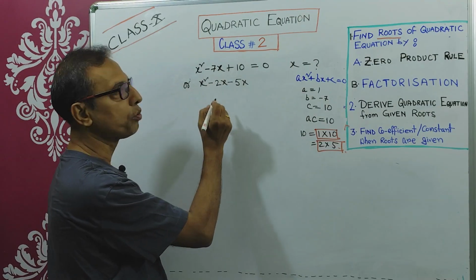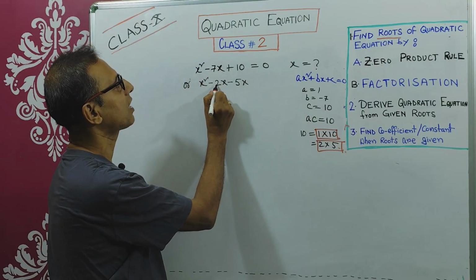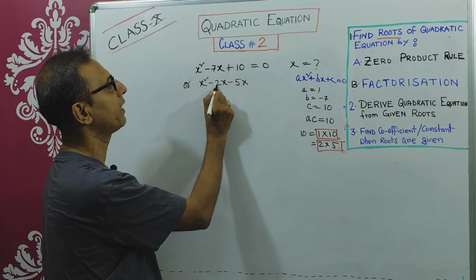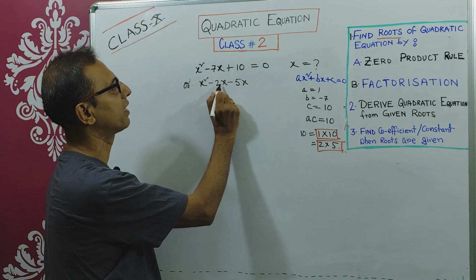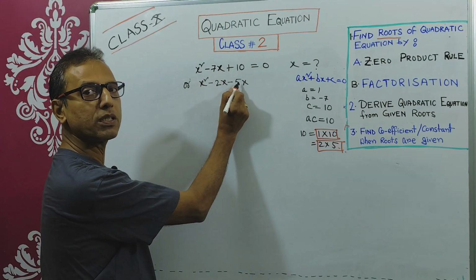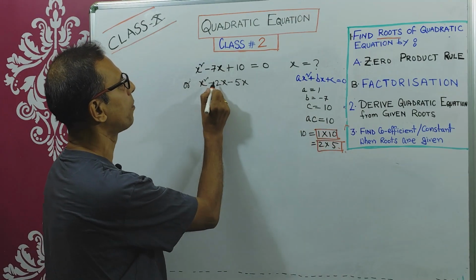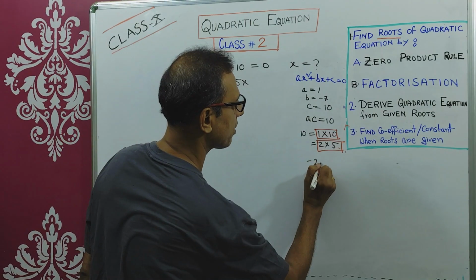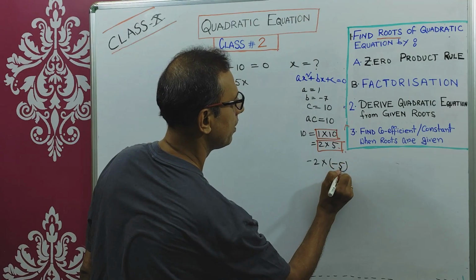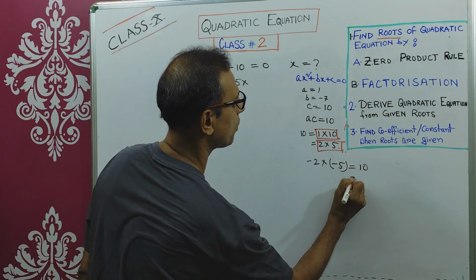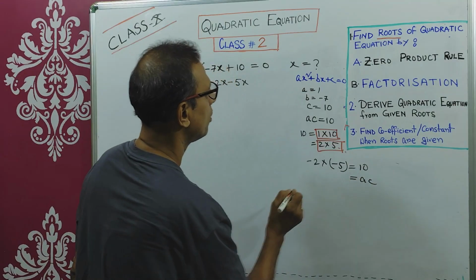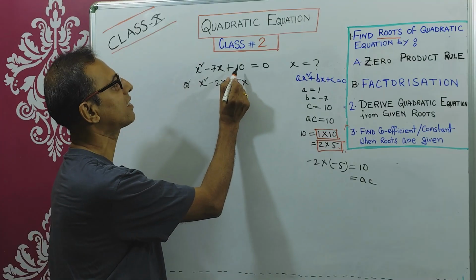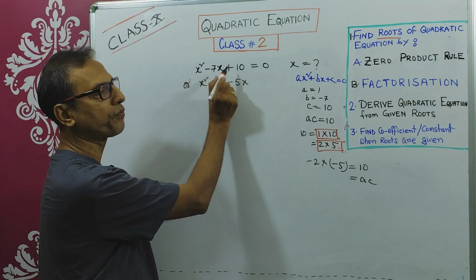The way you need to break this bx part is that the summation will be equal to this coefficient minus 7: minus 2 and minus 5, addition means minus 7. And also the multiplication of these two coefficients should be equal to AC. So minus 2 is one coefficient, another coefficient is minus 5. That means minus 2 into minus 5 equals to 10, which equals this AC. So first you need to factorize this AC, so you will find out the value of AC.